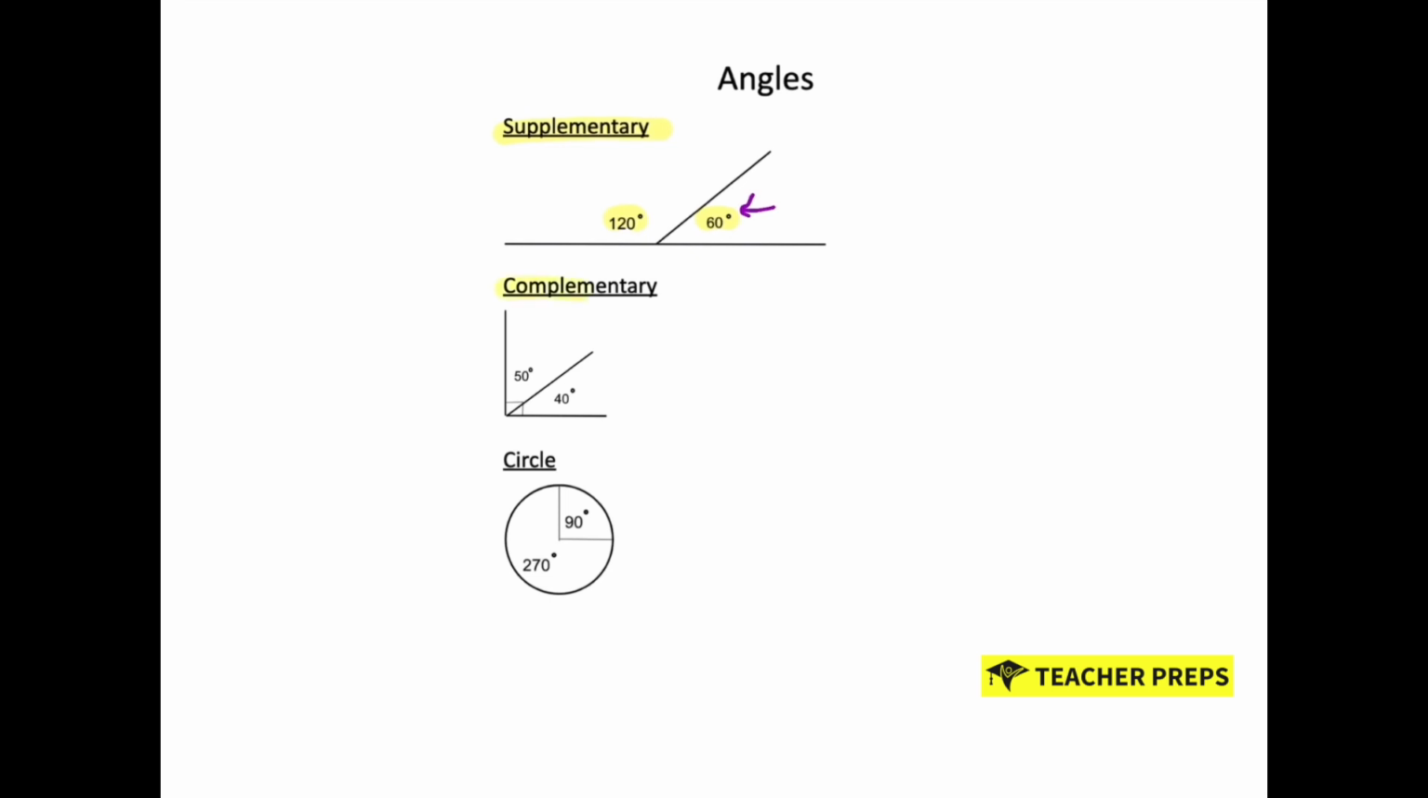Next, we have complementary angles. Complementary angles are 2 or more angles whose sum is 90 degrees. Together, they make a corner. You can tell you have a right angle if you have a small box such as the one pictured here. Also notice that 50 and 40 together make 90 degrees. Lastly, a circle has 360 degrees. When you look at this picture, 90 plus 270 is 360 degrees.